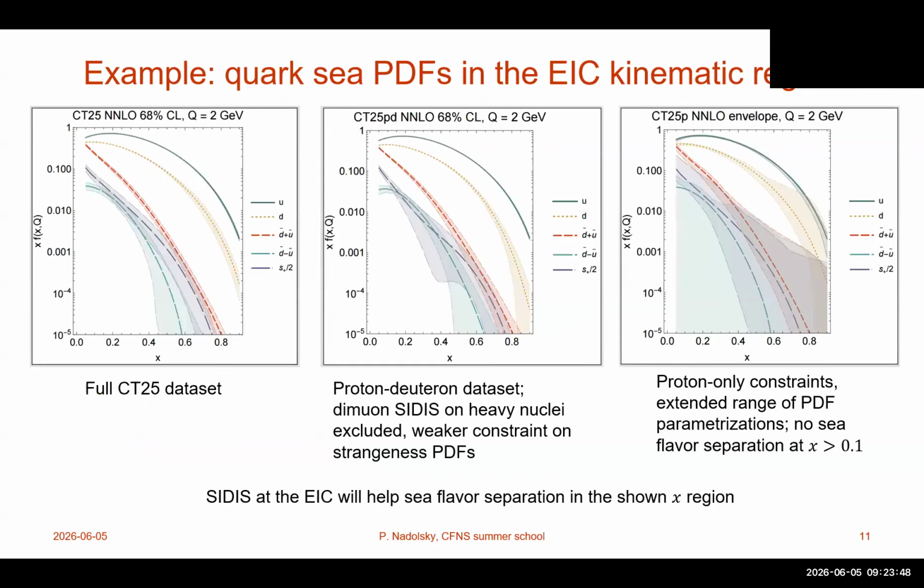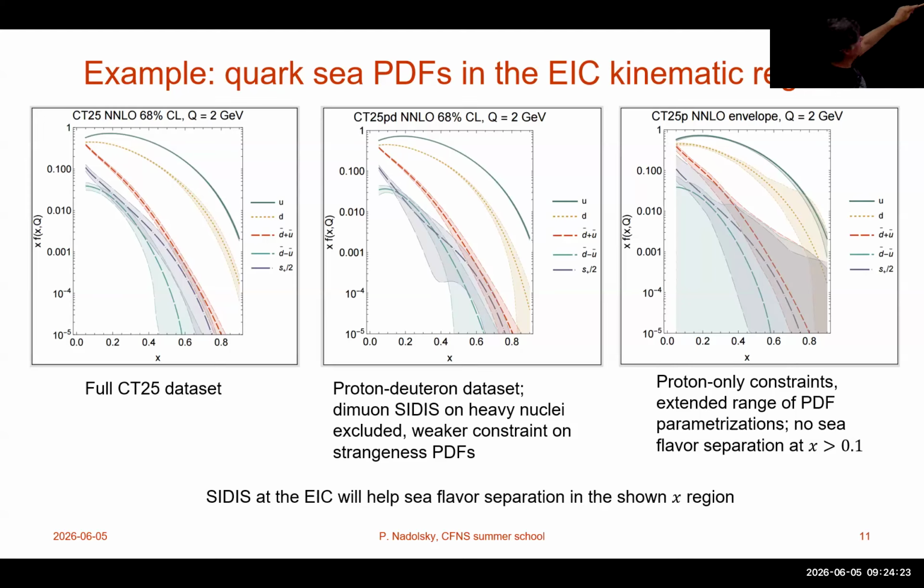For example, let's look at this plot. What this plot shows, you already saw in the first figure. It shows the PDFs for various flavors plotted in such a way that we emphasize their behavior at very large x values, which will be relevant for the EIC physics. And so I showed you the plot for the full CT25 data set. And what I mentioned to you is that one of the challenges for our upcoming measurements is to do quark flavor separation.